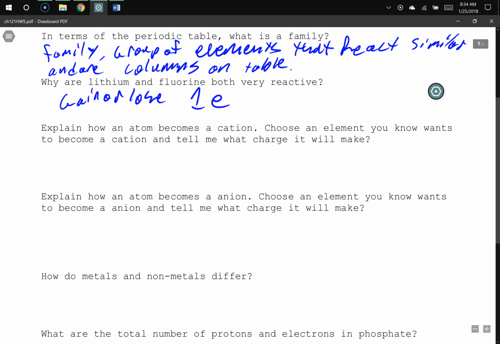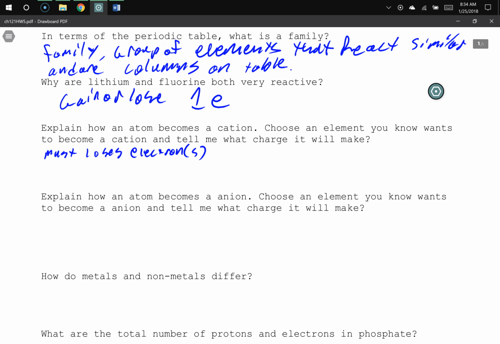All right, so how does something become a cation? Loses one or more electrons. All right, so choose an element that wants to become a cation and tell me what charge it's going to make. So somebody pick an element.